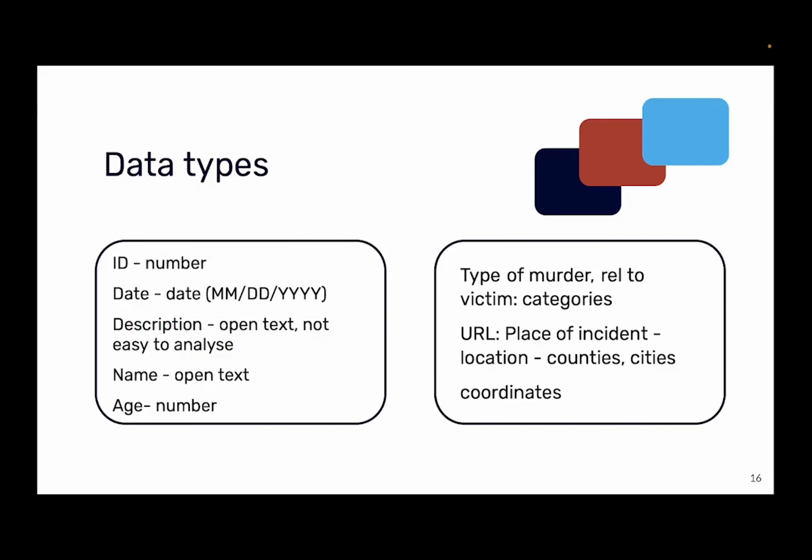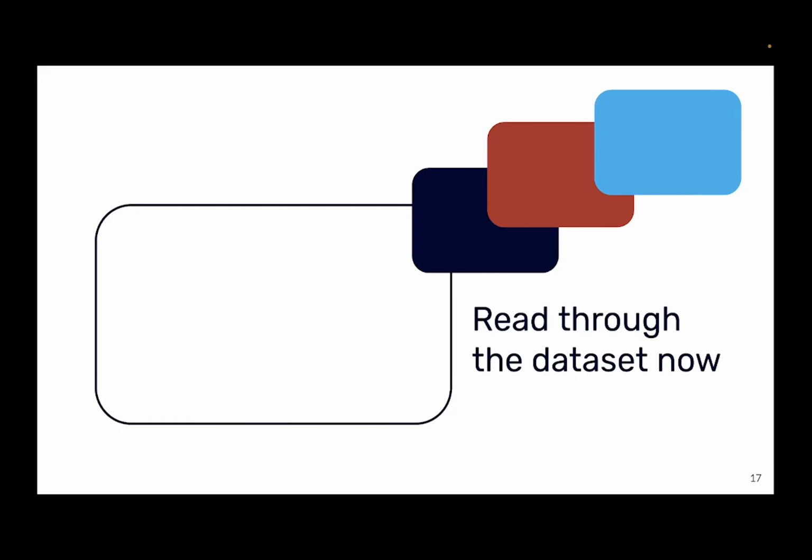The data types. We have the ID, which is a number. We have the date in the format month, day, and year. We have the description, which is open text and not easy to analyze. We have the name, which is also open text. The age, which is a number. Type of murder related to victim. We can put this in categories. We have the URL, which shows the place of incident, the location, which could be counties or cities, and the coordinates.